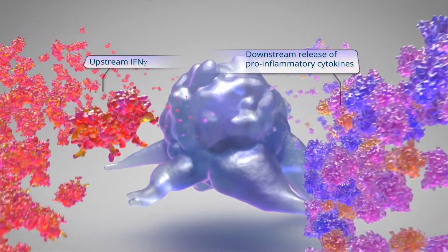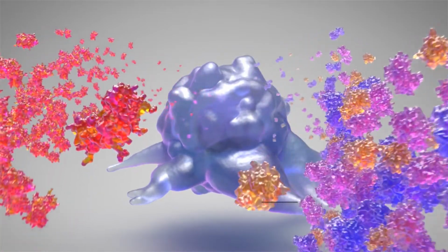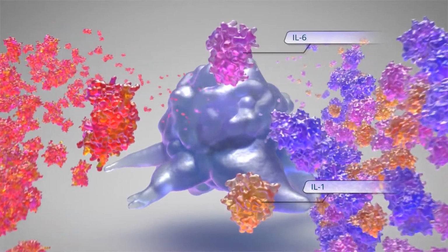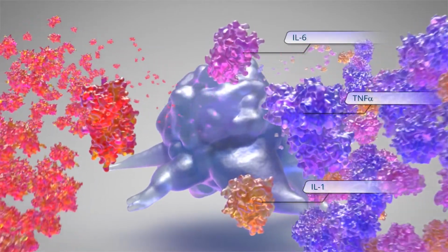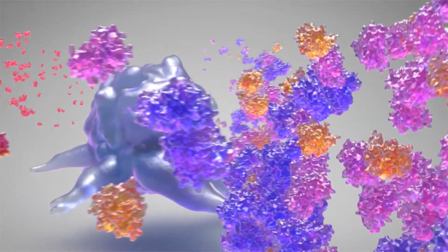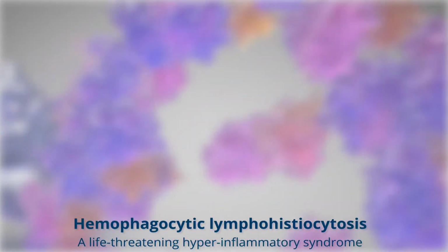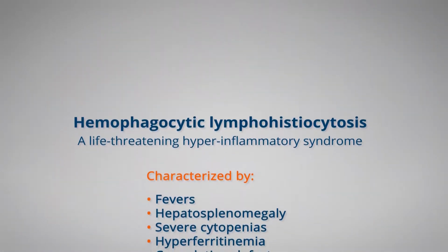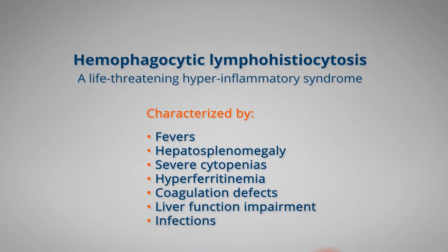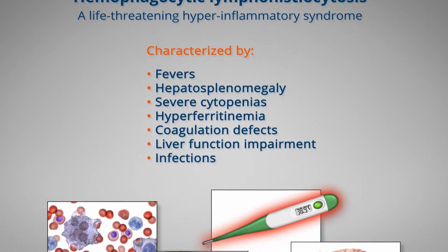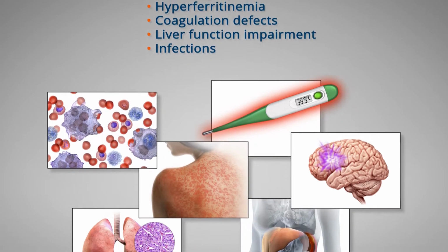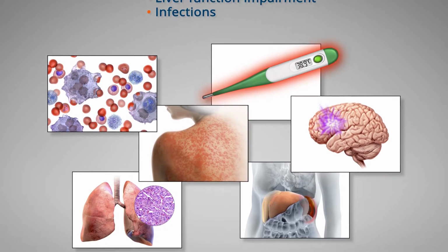Persistent activation of macrophages and cytotoxic T cells results in the secretion of high levels of multiple cytokines such as interleukin-1, interleukin-6, and tumor necrosis factor alpha. This cytokine storm contributes to the signs and symptoms of HLH. Hemophagocytic lymphohistiocytosis is a life-threatening hyperinflammatory syndrome, characterized by fevers, hepatosplenomegaly, severe cytopenias, hyperferritinemia, coagulation defects, liver function impairment, infections.